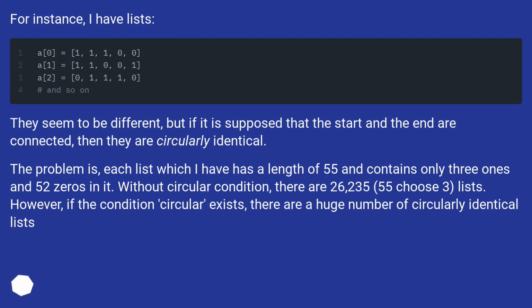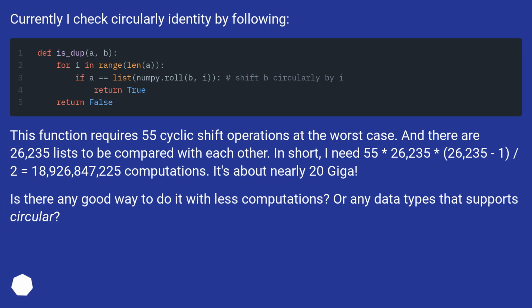Without the circular condition, there are 26,235 lists, 55 choose 3. However, if the circular condition exists, there are a huge number of circularly identical lists. Currently I check circular identity by the following.